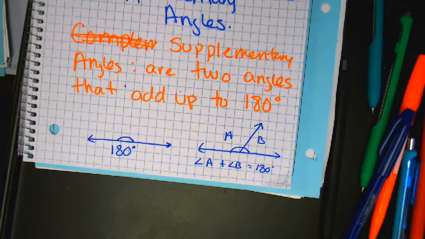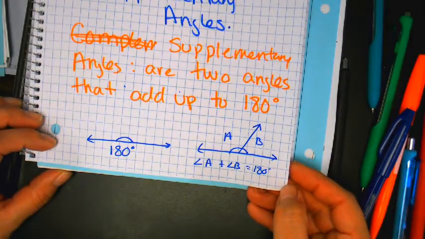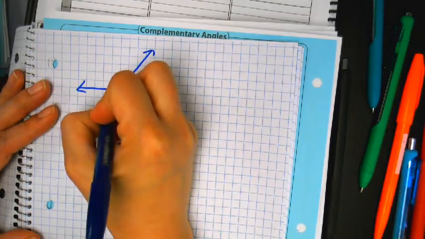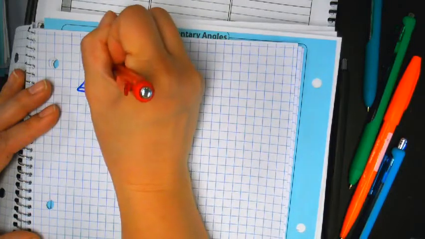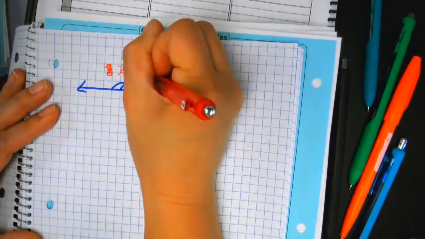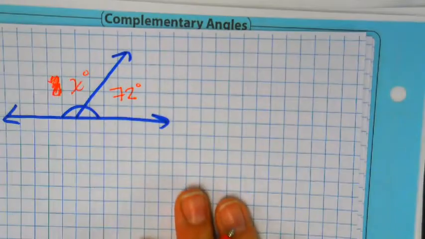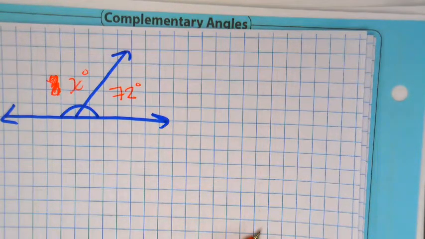Now let's talk about level 0.0000 negative 1. All right, so here I have this angle. This angle is x, and this angle is 72 degrees. Can I use a protractor to measure this? No, because I didn't use a protractor to draw it. So we're going to use math.